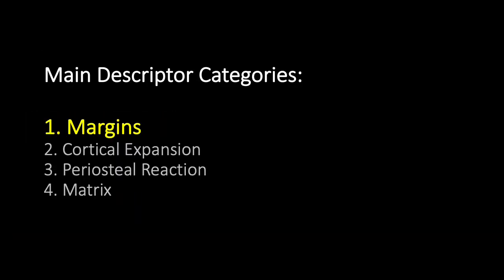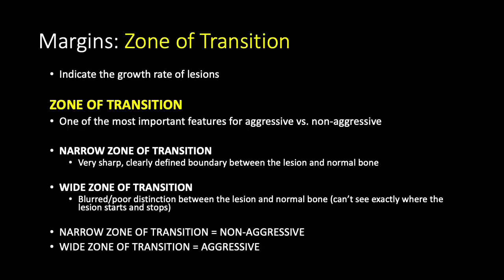So first we'll start with talking about the margins. This is arguably, the zone of transition is a type of descriptor of the margins, and it is probably the most important descriptor in determining whether or not a lesion is aggressive or non-aggressive. The zone of transition indicates the growth rate of lesions.